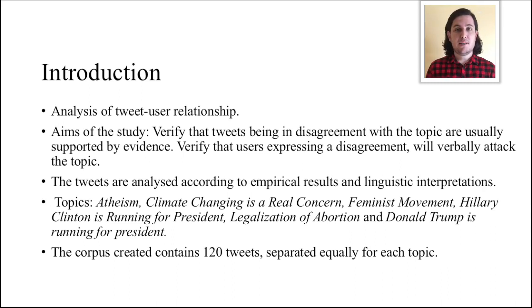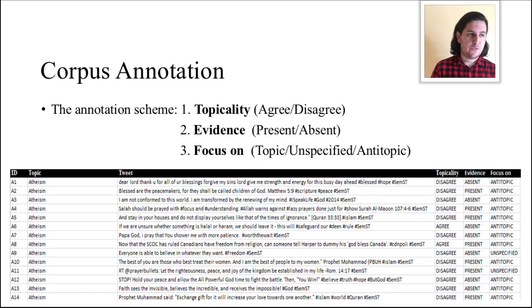The topics that I selected were atheism, climate change is a real concern, feminist movement, Hillary Clinton running for president, legalization of abortion, and Donald Trump is running for president. So these were the topics that I selected, and I created a corpus with 120 tweets separated equally for each one, just to maintain the balance of the opinions and tweets that I selected for each topic, for each theme. So the corpus, definitely dealing with empirical results, you have to annotate it.